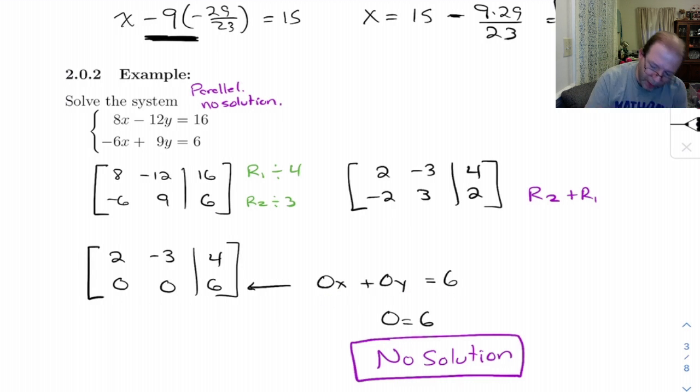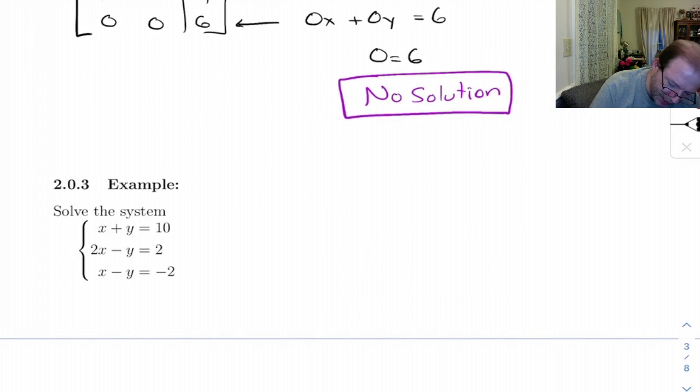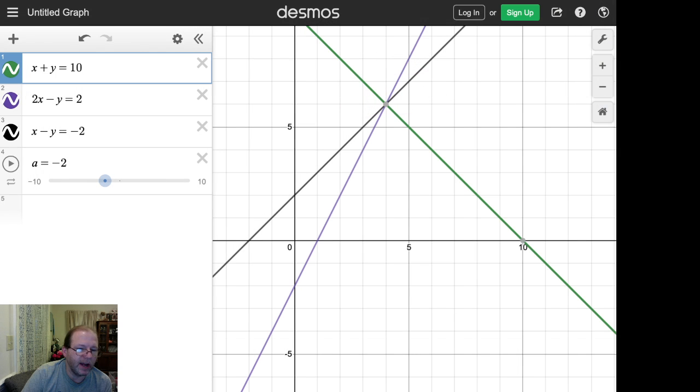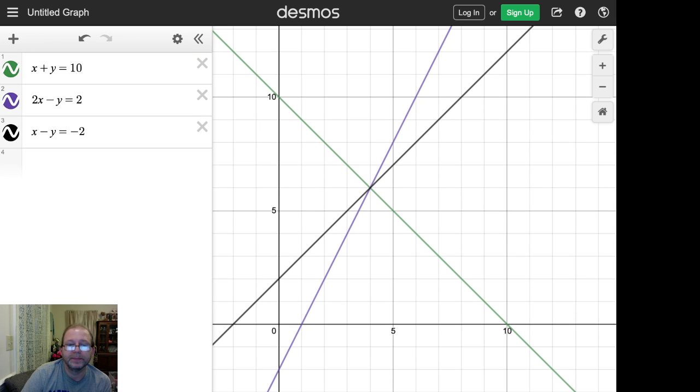All right, let's do one more. This last thing, solve this system: x plus y equals 10, 2x minus y equals 2, and x minus y equals -2. That's 3 lines, and if this system has a solution, it means all 3 of them go through a point. I've already graphed that on Desmos here, and we can see that all 3 lines do go through a single point. So this does have a solution.